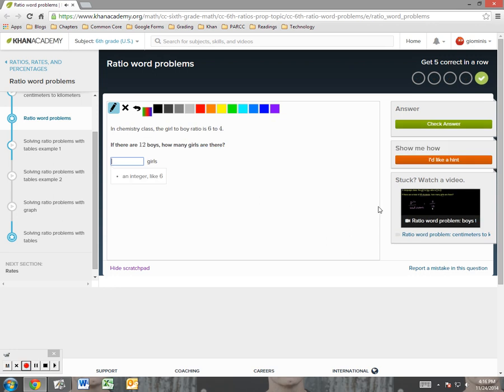Let's take a look at another one. In chemistry class, the girl-to-boy ratio is 6:4. Again, we're comparing girls to boys. It's 6:4, so we have girls on the top part of the ratio, boys on the bottom part of the ratio. We have 6 girls for every 4 boys. Now we have 12 boys. Well, we want to know how many girls there are.